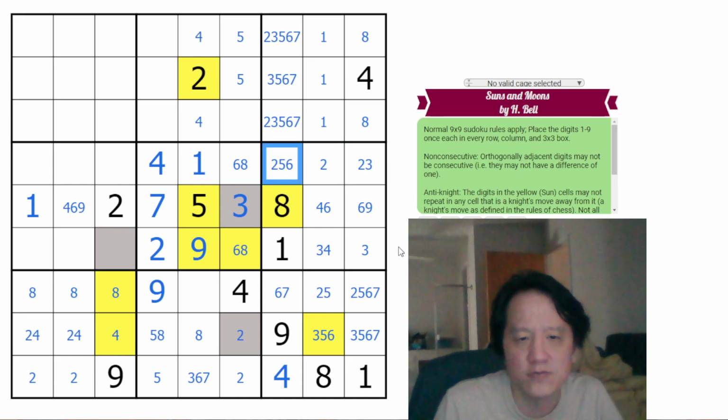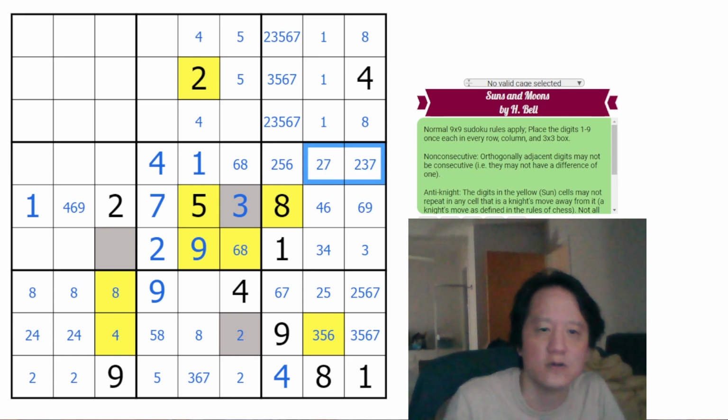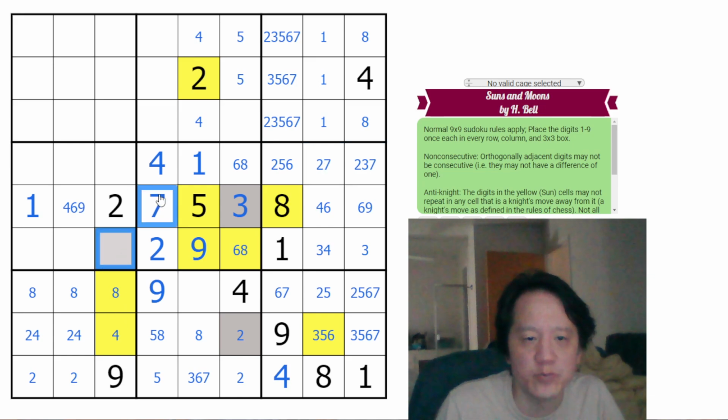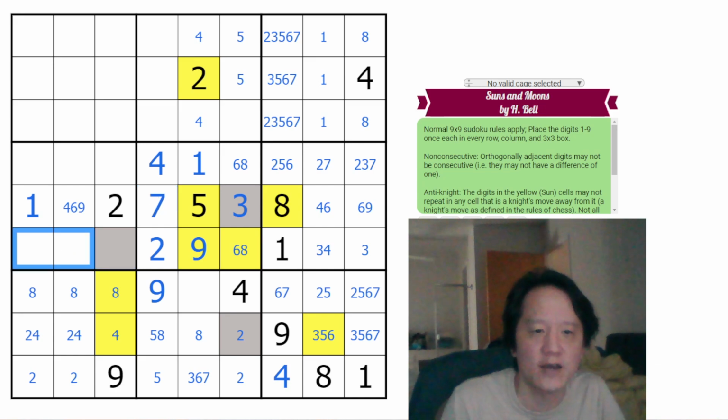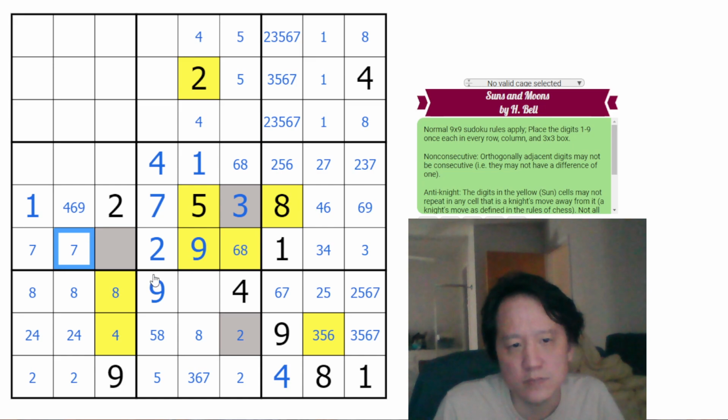Why can't that be 7? Oh, because it's next to 8. Okay, so the 7's over here. This can't be 7 because that would be a king's move. So this would have to be 7. This can't be 8 because of the same problem.